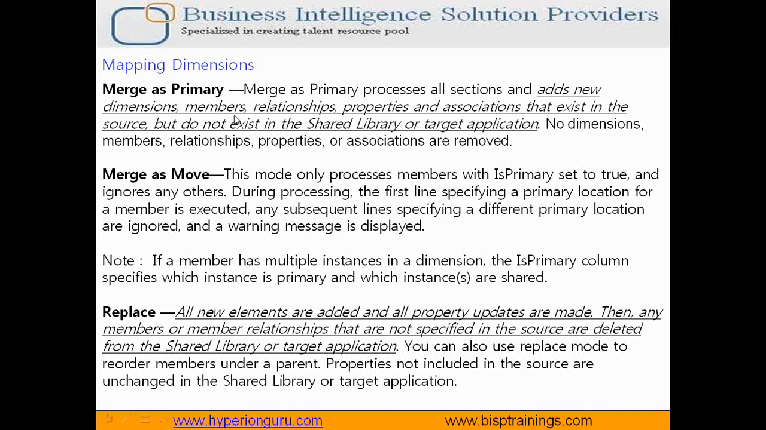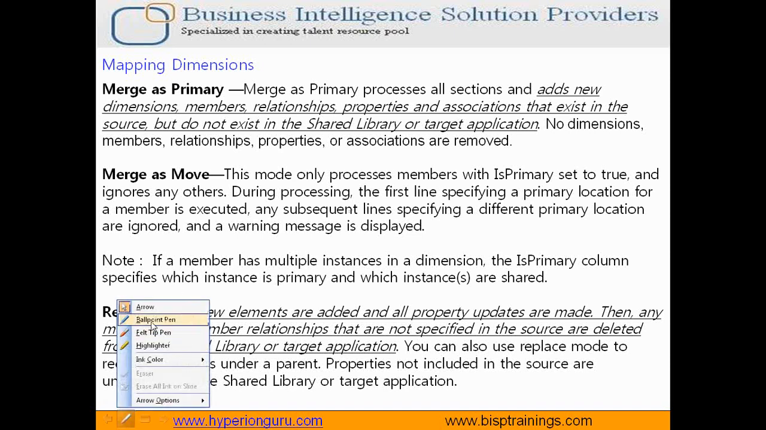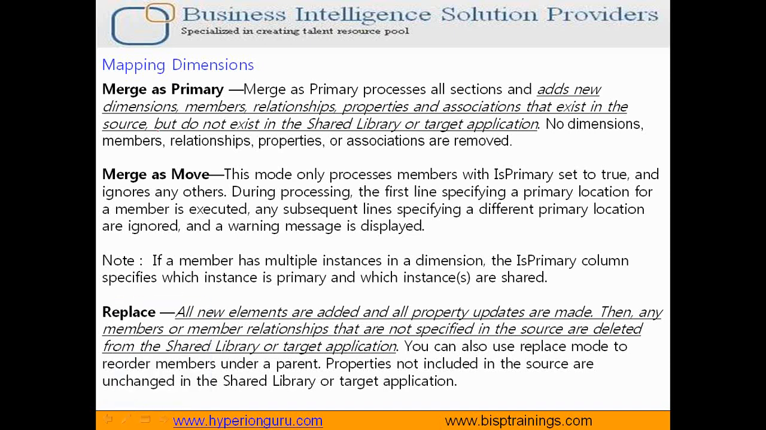So merge as primary adds all new dimensions, member properties, their relationships, and dimension member associations that exist in a source but do not exist in a target, like the shared library. You can use this option, and preferably use it when you're loading for the first time. The second option we see in this order.